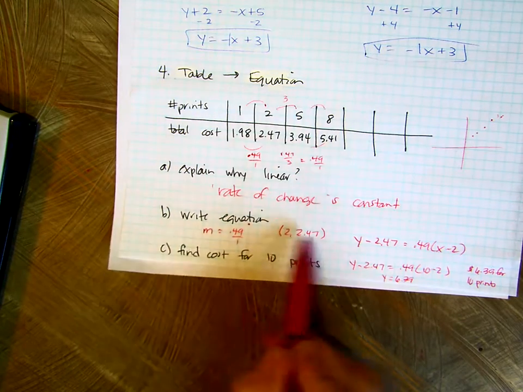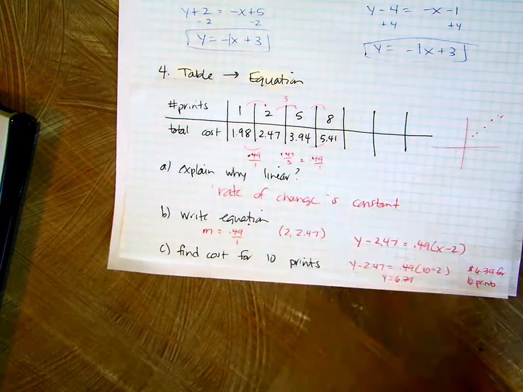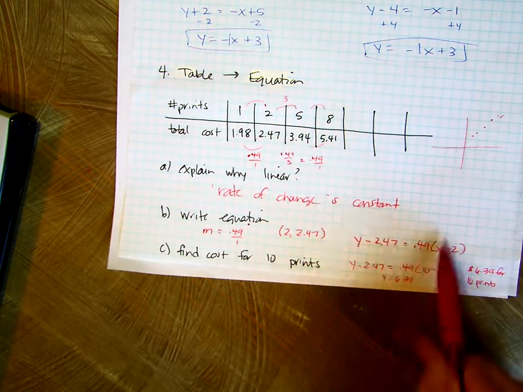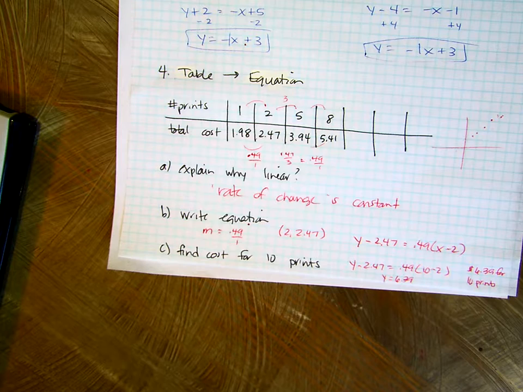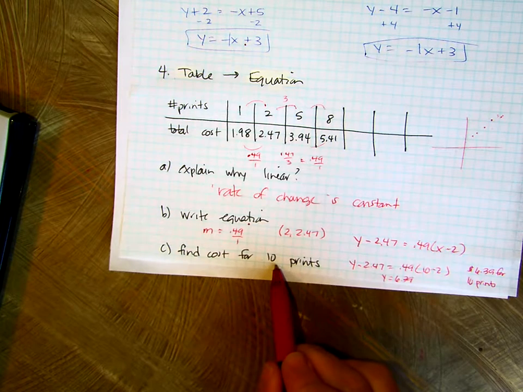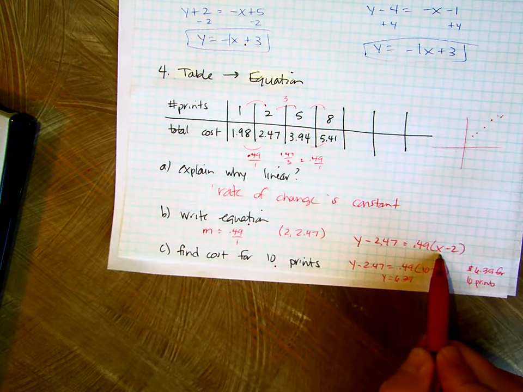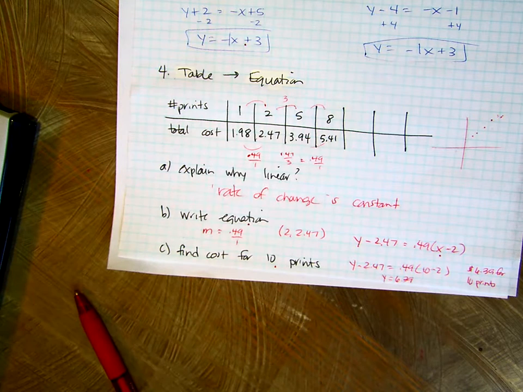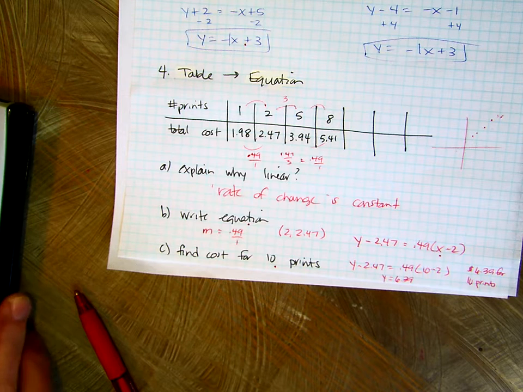So there's your slope. Use any point you want. That gives you the equation. You could change it into slope-intercept form if you wanted to. Then just plug in your input, number of prints, and find the cost. All right, that's section number 3. Getting it done.